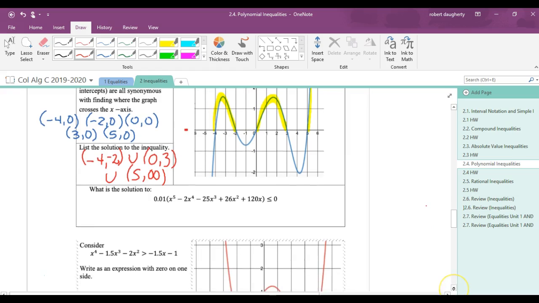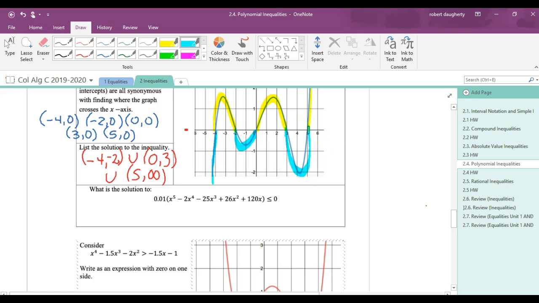Now, what if I had asked for where is this thing less than or equal to 0? That means I'm looking at what relative to the x-axis? Above or below? Below the x-axis. So where does that happen? That happens right here, and right here.